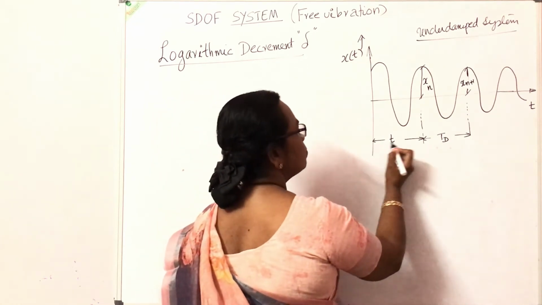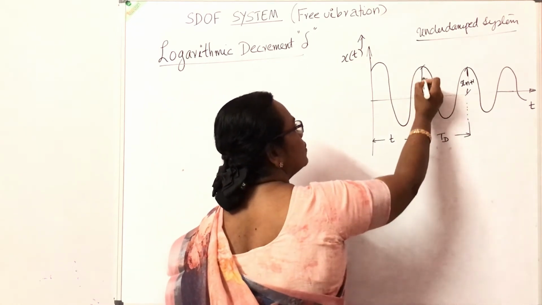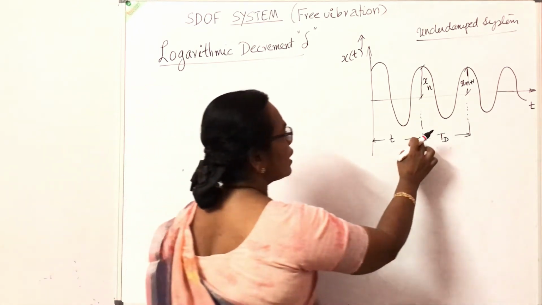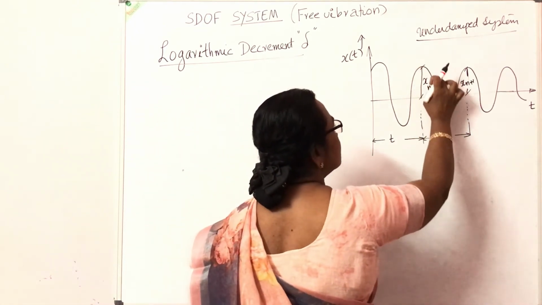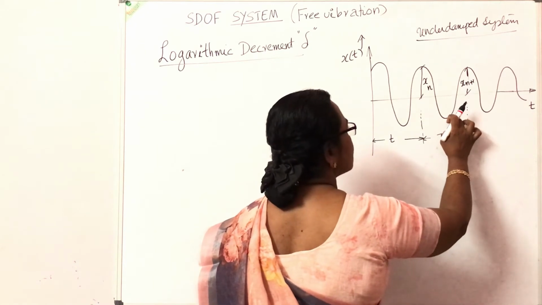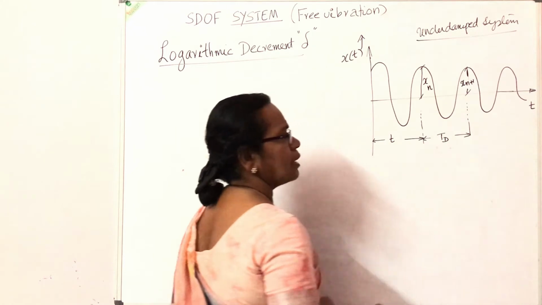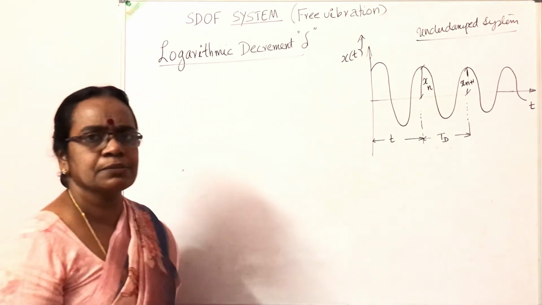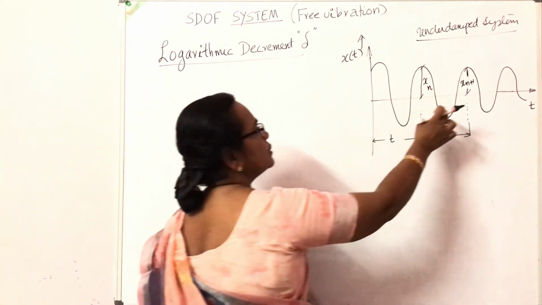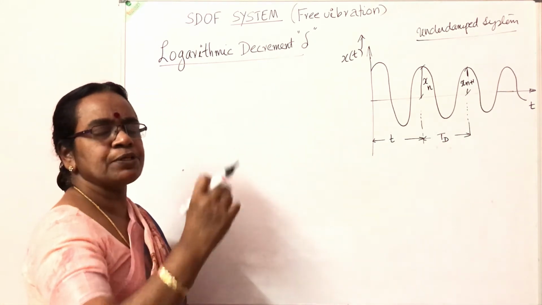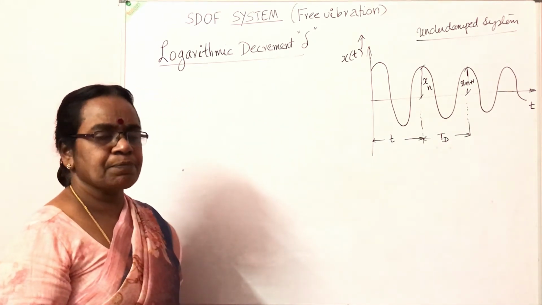Let us say at any time t, the amplitude is x suffix n. After one cycle, from here to the maximum bottom, then to the top maximum, the time is called the damped time period. Time for one cycle is the period. The amplitude is then x n plus 1. So if you measure these two amplitudes, x n and x n plus 1.